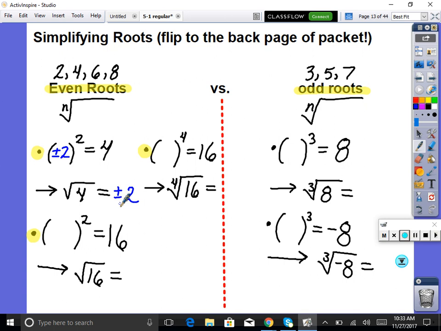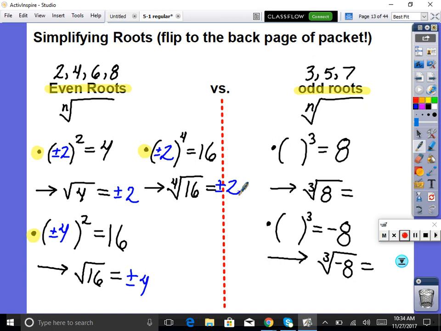Okay, what squared equals 16? What else? Yeah, negative 4 squared also equals 16. So by definition, the square root of 16 must be plus and minus 4. Does everybody see how this is working? What to the fourth power equals 16? What else? Negative 2 to the fourth power is also positive 16. So by definition, the fourth root of 16 is technically plus or minus 2. Does everybody see how this works?